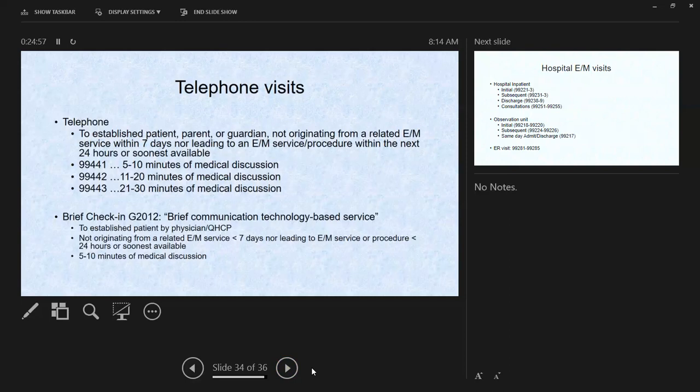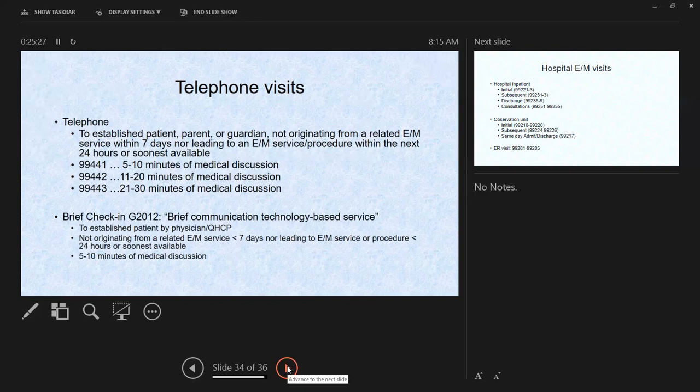If it ends up you need to send the patient to the emergency room, get them in for a visit, or do a procedure on them, you can't use that as a telephone visit because it has to be an established patient, not originating from a related evaluation and management service, especially within the last 7 days, nor leading to the next available E&M service or procedure within the next 24 hours or the soonest available. If you meet the criteria for a true evaluation and management of the patient without any of the exclusions, you can bill the telephone codes.